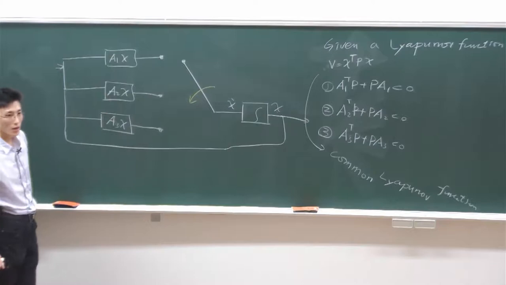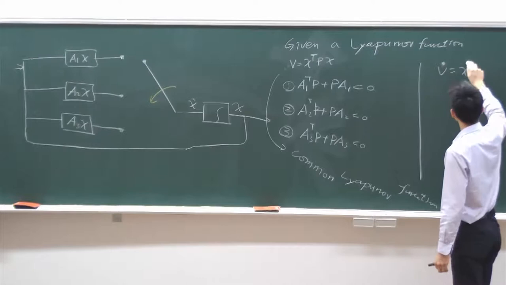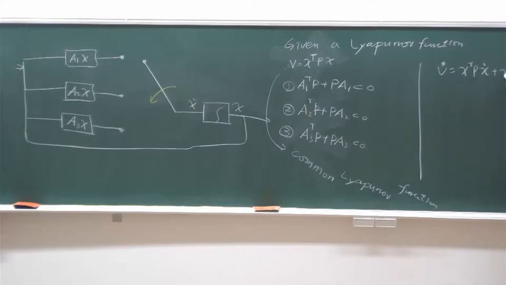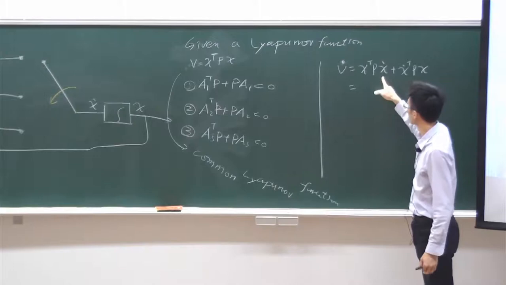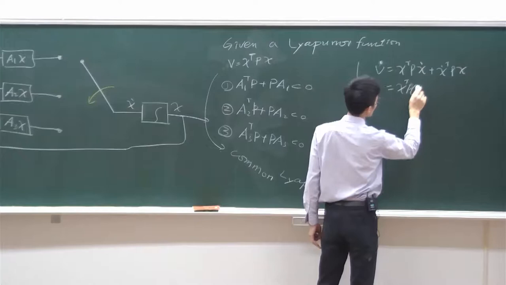Okay, so how can we prove this? So V is this, and V dot is P x dot plus... Okay, and you substitute the x dot here. x dot is equal to Ax, for example, A1x.